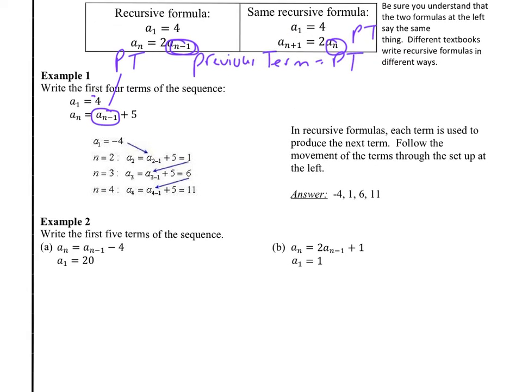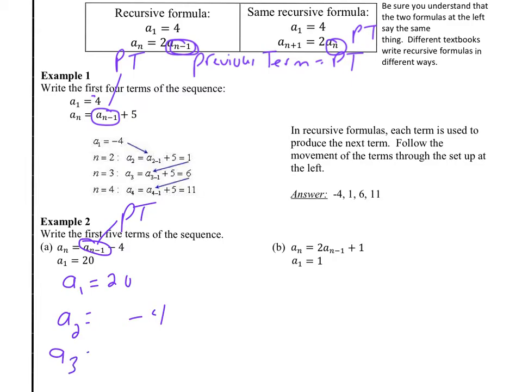Write the first 5 terms of the sequence. So we start off with the first term. It tells us the initial term is 20. To find a subscript 2, I need to take this right here, which I'm going to call PT, my previous term, and subtract 4. So it's going to be something minus 4.